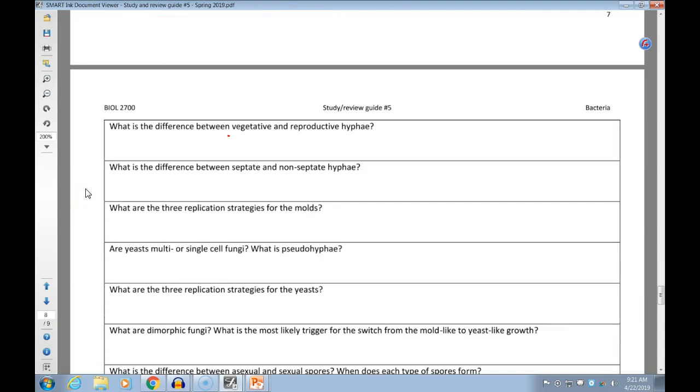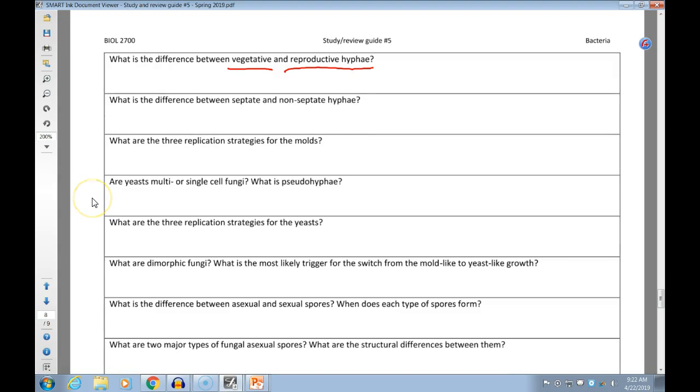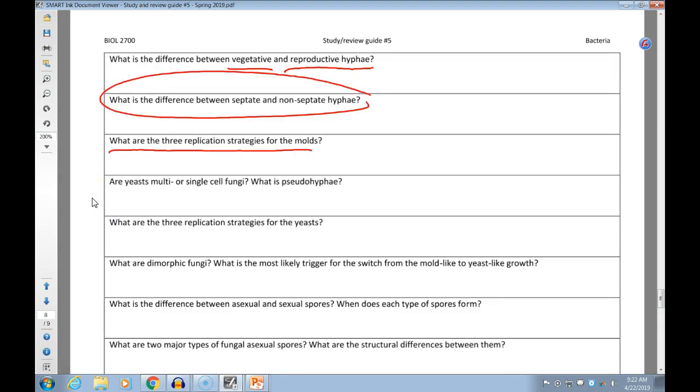Vegetative hyphae derive food: they break down food and absorb nutrients. Reproductive hyphae are responsible for reproduction. Septate versus non-septate we just discussed. Replication strategies for the molds: sexual spores, asexual spores, hyphae segmentation.